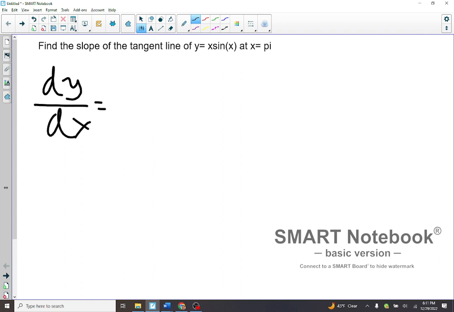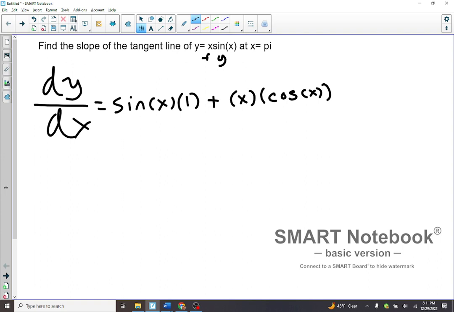To derive this, this is technically a product rule where this is f and this is g. So we usually do g f prime plus f g prime. So g, sine of x, times f prime. Now f prime of x is just 1, so I'll put 1 here, plus f, which is just x, times g prime. The derivative of sine is cosine x. Okay? Clean that up a little bit: sine x plus x cosine x.